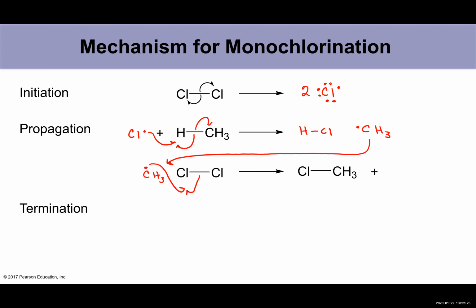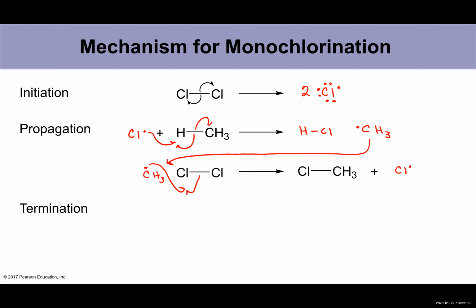So it could attack another one, but we kind of ignore that step because if you take this and you attack that, you just get this back on one side, so it doesn't really matter. Now, because I'm bringing one electron from here and one electron from here, I form the sigma bond between the chlorine and the CH3, and then I get Cl radical again.